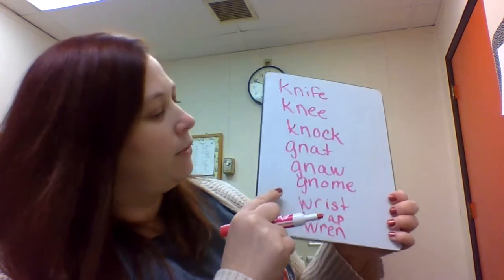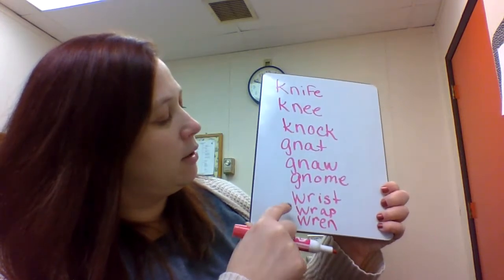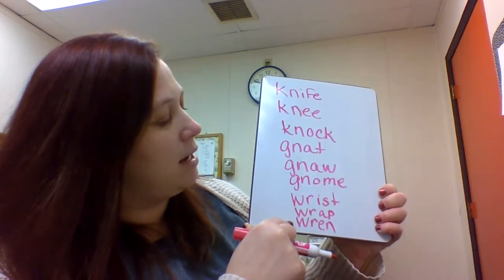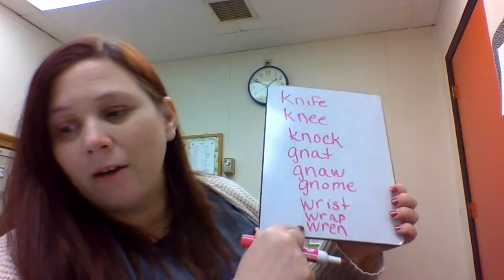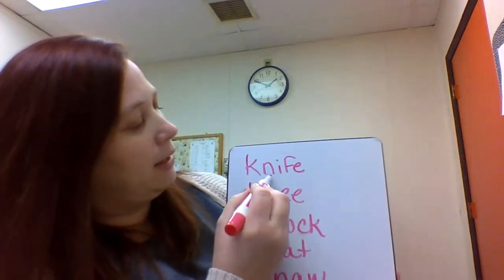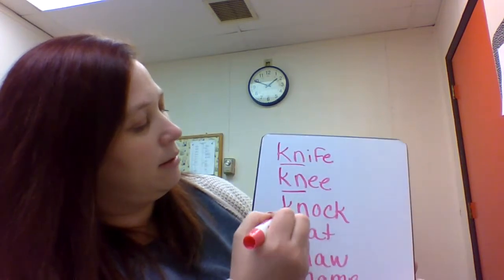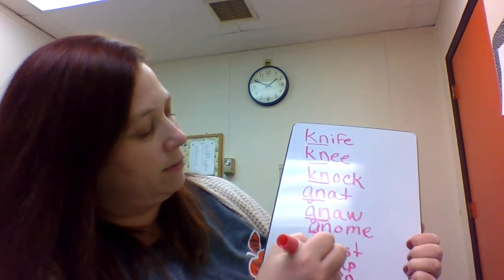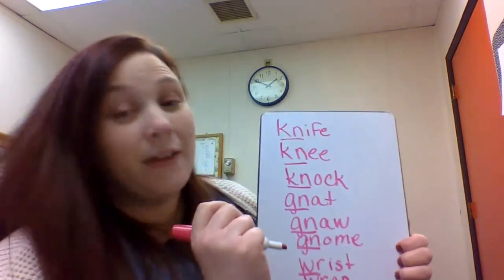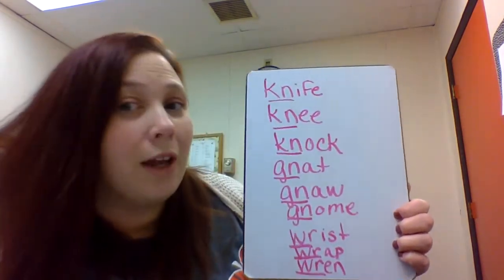Me either. Down here we have wrist, wrap, and wren. Again, a W in any of those? No. So these are digraphs. We have KN, GN, and WR, and they are called ghost letter digraphs.